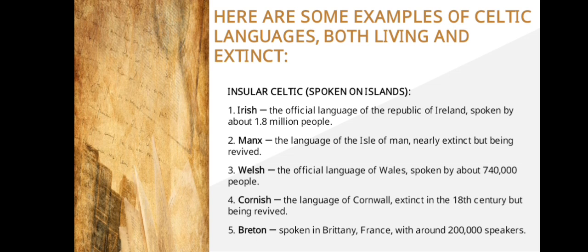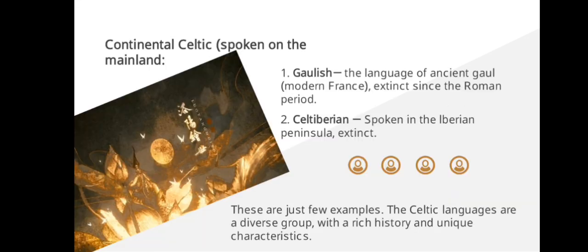And the third one is Welsh, the official language of Wales, spoken by about 740,000 people. And number 4 is Cornish, the language of Cornwall, extinct in the 18th century but also being revived. And the last one is Breton, spoken in Brittany, France, with around 200,000 speakers. And I have here also the Continental Celtic, spoken on the mainland.